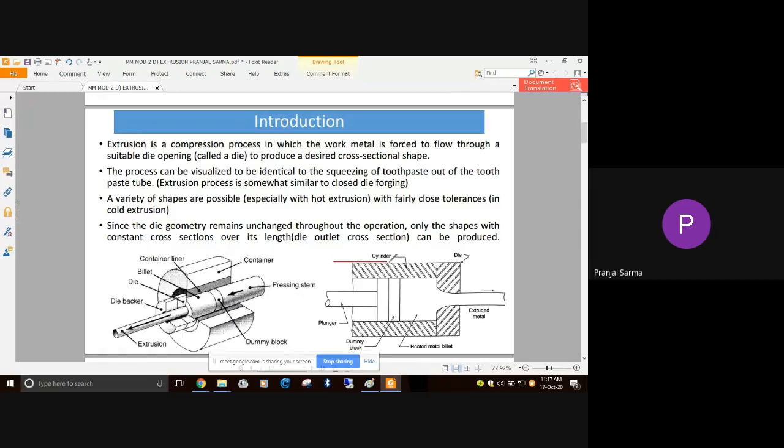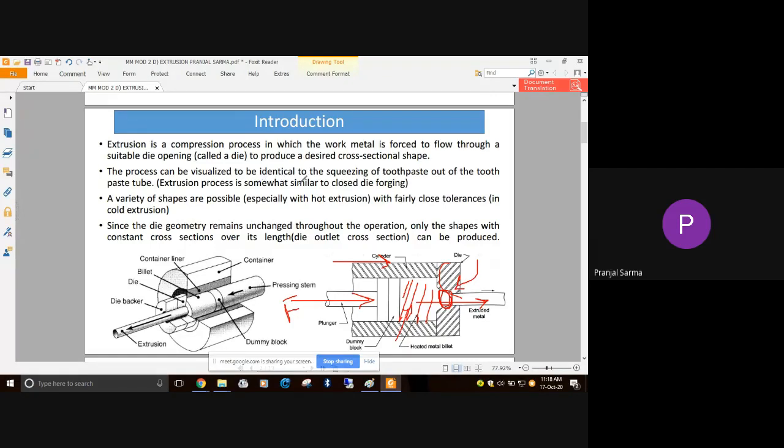In the previous classes we have seen that we have the container, and inside it we take the billet. Generally it is a heated metal billet. Based on the product shape that we require, we have to design the die, with a suitable die opening as per the requirement of the product. Once we apply compressive force on the heated billet with the help of a ram or a plunger, the extruded metal flows through this die opening, producing the required cross section.